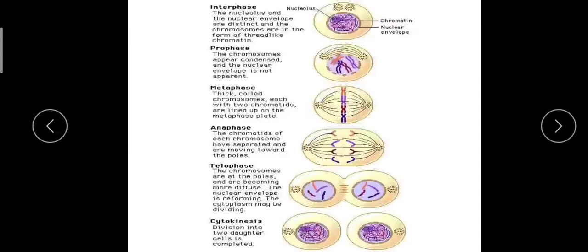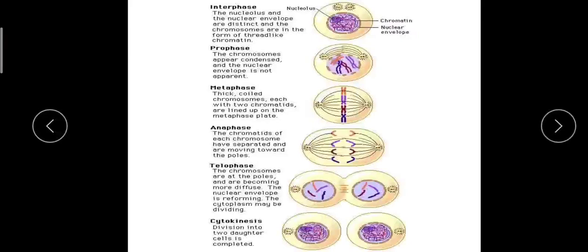Mitosis is otherwise known as equational division because here the parent cell divides and forms two daughter cells which will be identical both genetically and metabolically to the parent cell. So the daughter cells which are formed will be exactly a copy of the parent cell. There will be no genetic variation occurring due to this mitotic division.